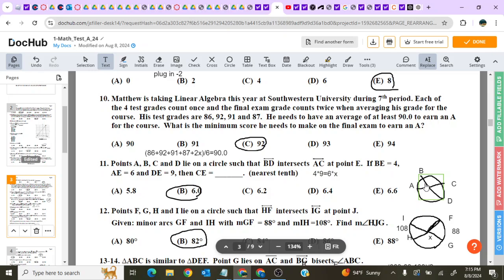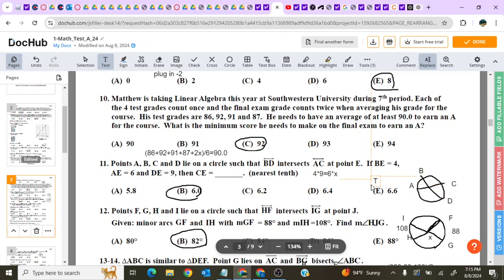But for now, you just need to know that when chords intersect each other at a certain point, the distance between one side and that point times the distance from that point to the other side is equal for both of the chords. In other words, if this is E, AE times EC is equal to BE times ED.